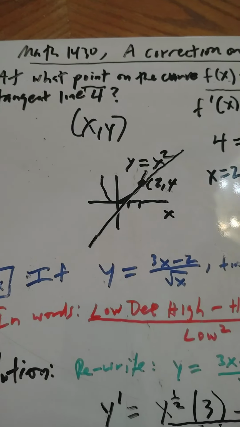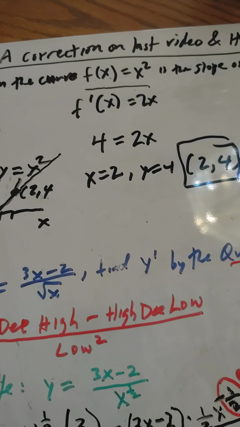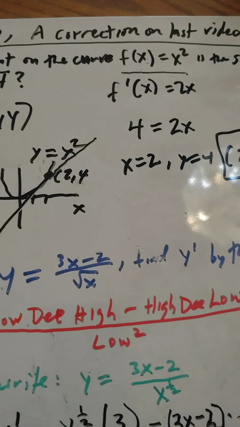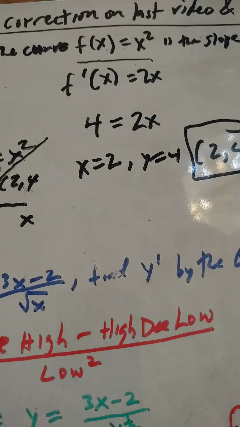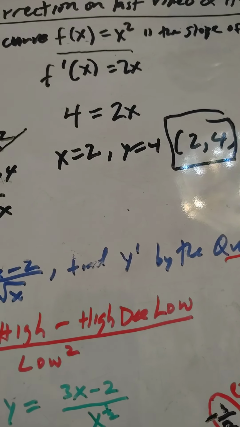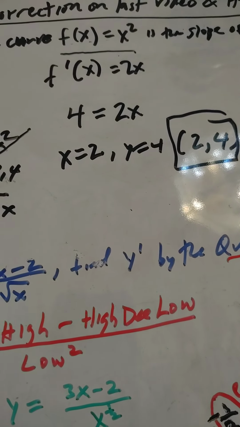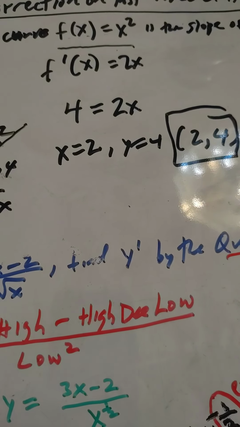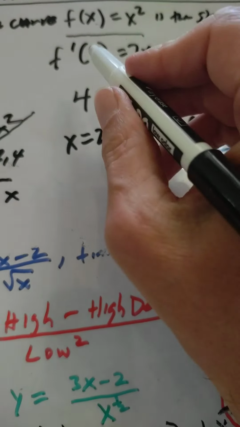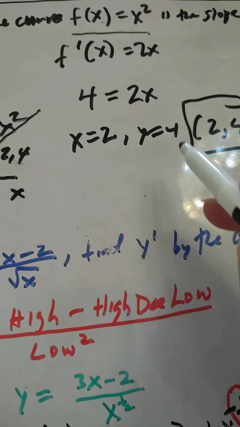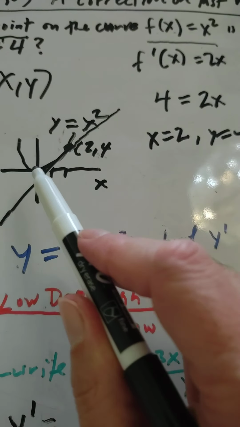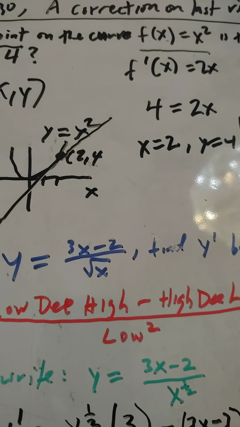Let me review it again. At what point on the curve f of x equals x squared is the slope of the tangent line 4? So you have to take the derivative function. So f prime of x is equal to 2x by the power rule. And then for f prime of x, the slope, write 4. So 4 is equal to 2x, which means x is 2. And then to find the point on that parabola, you plug in 2 into the original function. 2 squared is 4. So 2 comma 4, which is right here on our original graph, y equals x squared. Okay, that's it. Done.